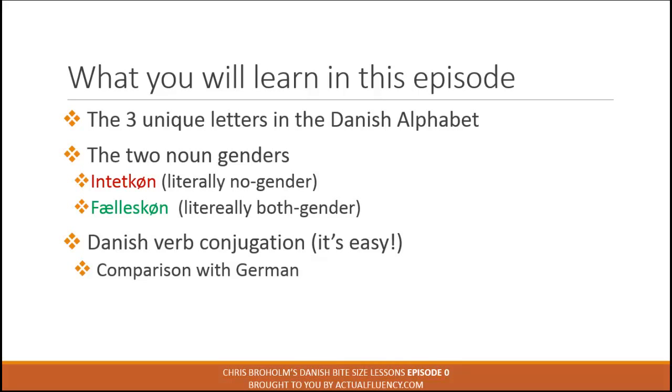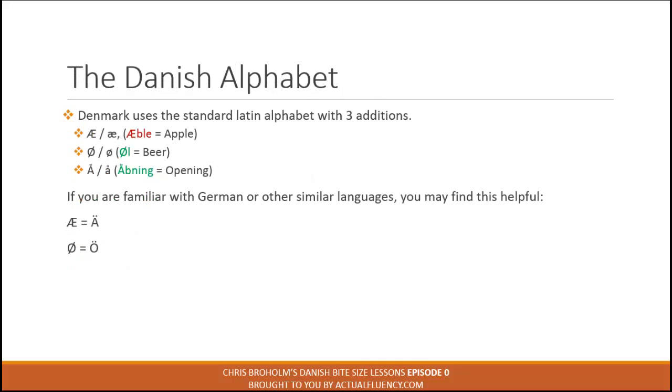So let's look at the new letters in the Danish alphabet. The Danish alphabet uses the standard Latin alphabet, which you know from English, but it has 3 additions. There's the Æ, as in æble, which means apple. Then there's the Ø, as in øl, which means beer. And the final one is Å, as in åbning, which means opening.